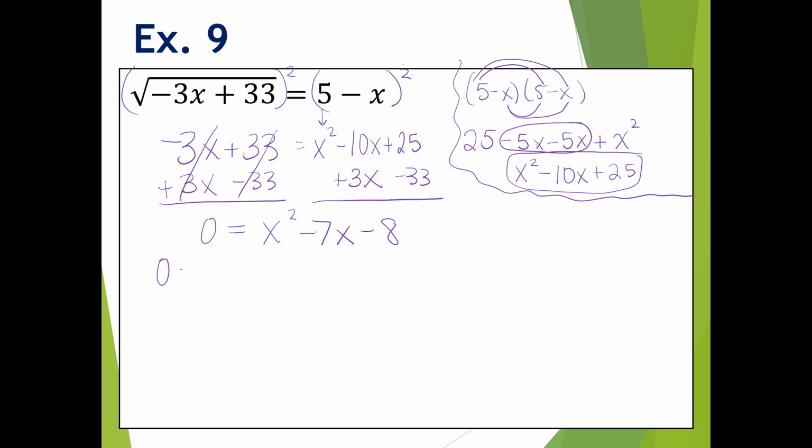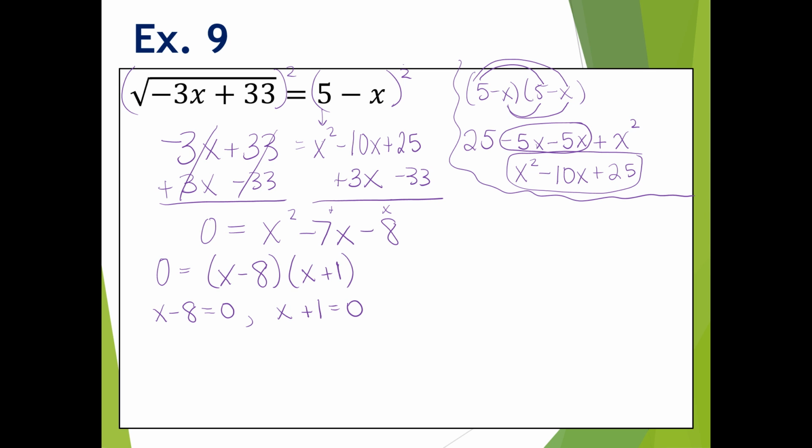So we're going to leave 0 equals, we need two numbers that multiply to be negative 8, add to be negative 7. So we're going to have x minus 8, x plus 1, okay? So negative 8 times 1 equals negative 8. Negative 8 plus 1 equals negative 7. Now again, to solve this, we're going to say x minus 8 equals 0 and x plus 1 equals 0.